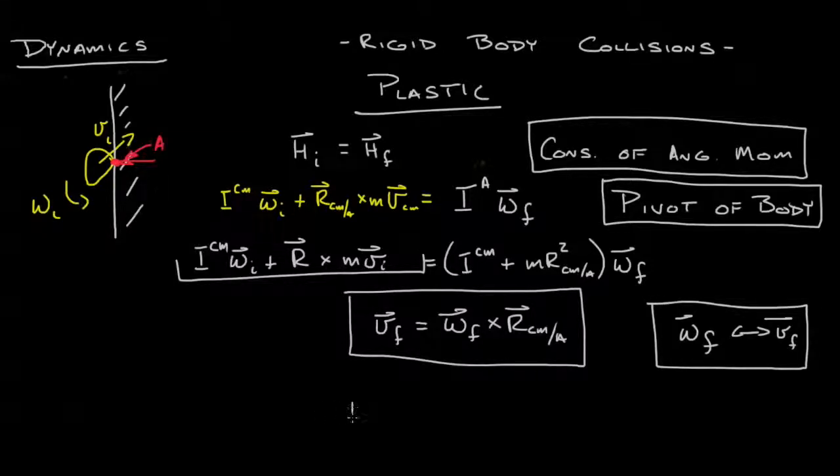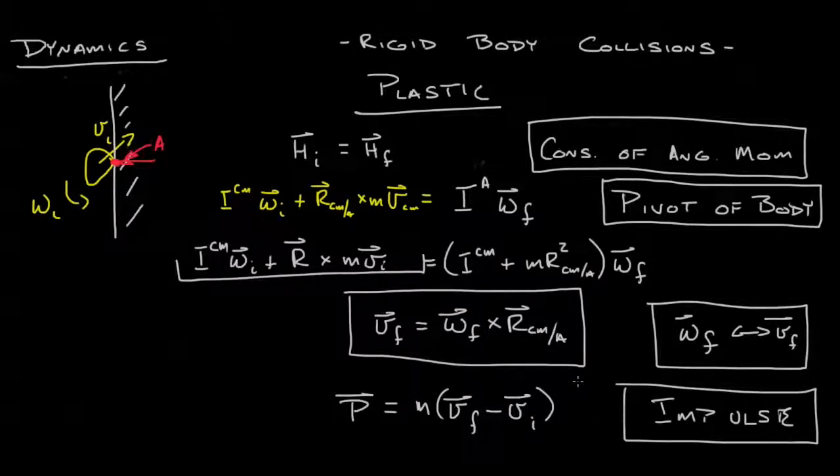Finally, many times we want to know the impulse, to find whatever happens at the wall, and that is the change in linear momentum, so that's mass times the final velocity minus the initial velocity.